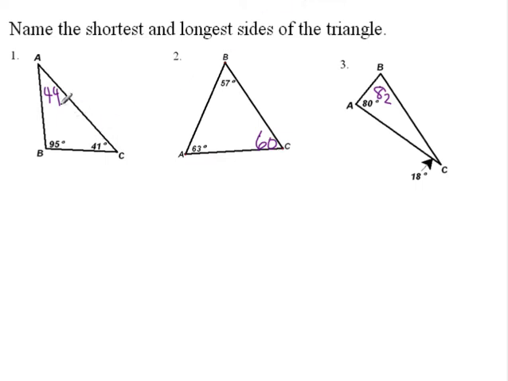Now, the smallest angle in number 1 is angle C. So I know this has to be my smallest side. I'm going to label these small, medium, large. Angle B is my largest angle, so the side opposite is my largest side. And 44, angle A, is my medium angle, so the side opposite is my medium side. So I'm going to list everything from small to largest. AB is less than BC is less than AC.